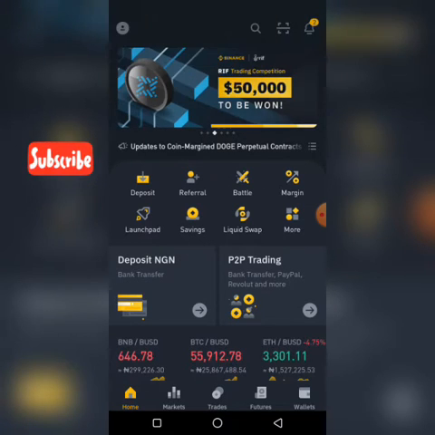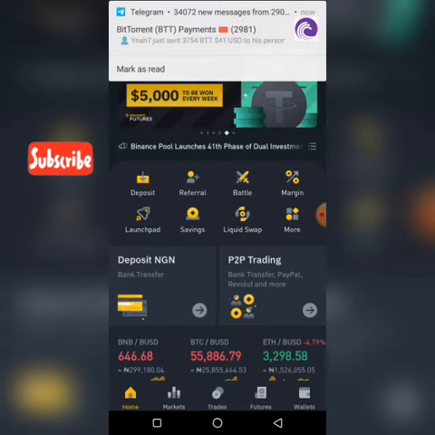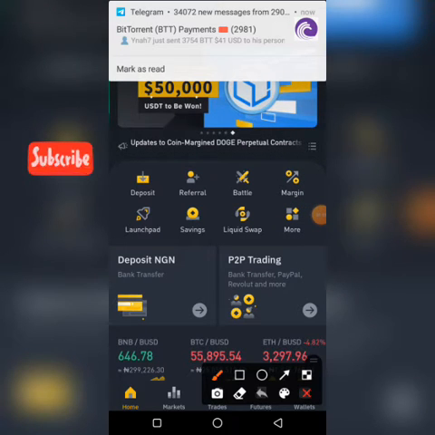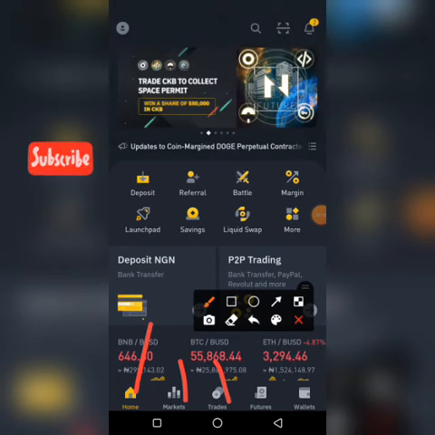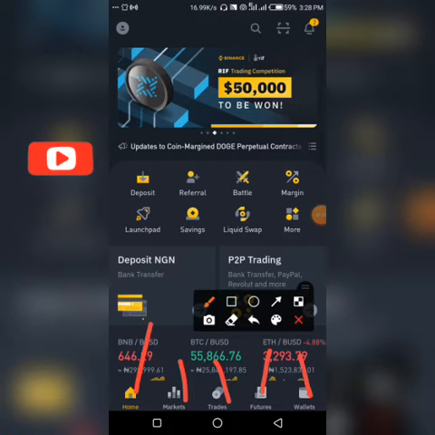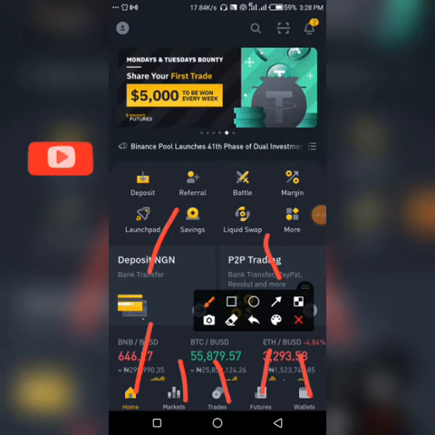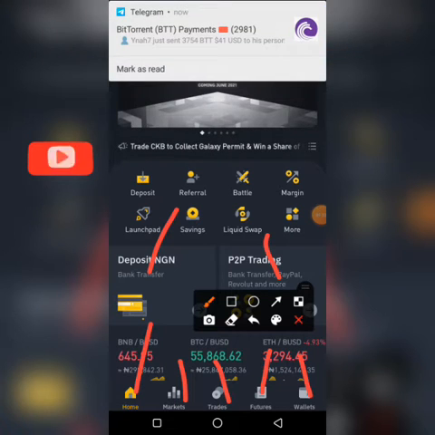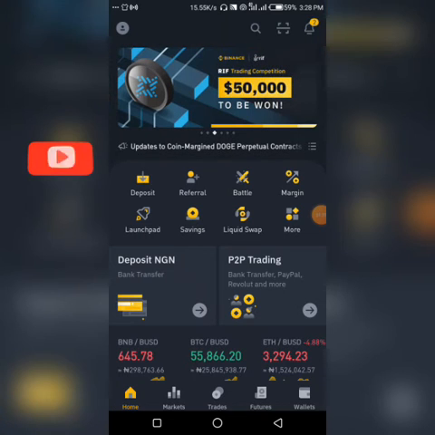So this is the front page of our Binance app. The first thing you've got to notice here are some of these features: home, market, trades, futures, and the wallet. If you come here, you can see deposits, P2P trading, and all this. This is just the home page of your Binance app. Even if you're using the website, this is the first thing you see whenever you open the Binance platform.